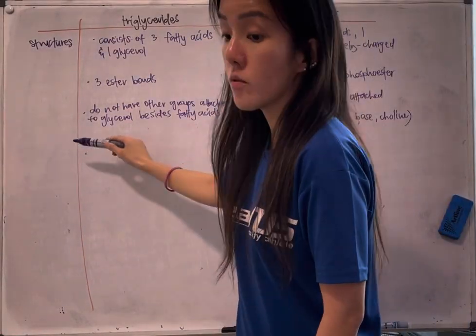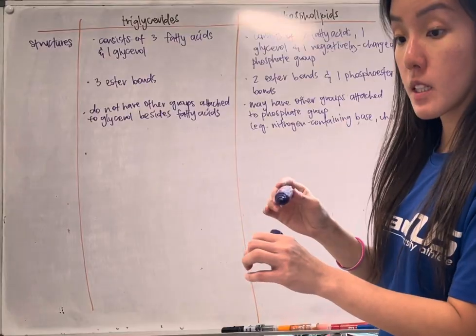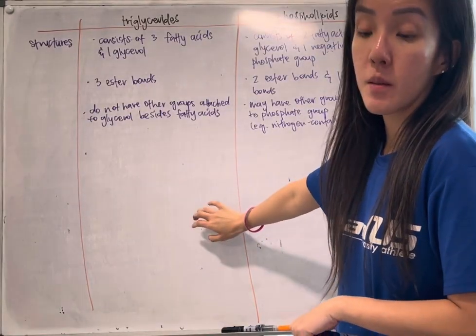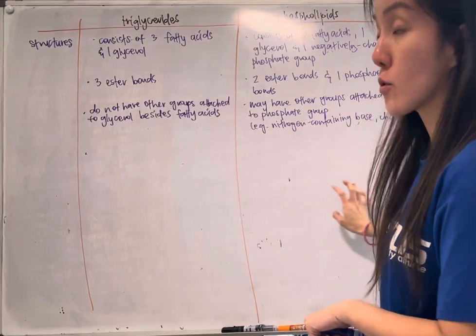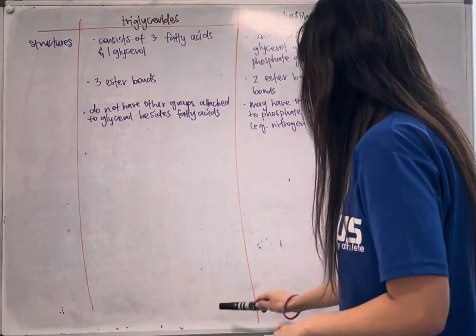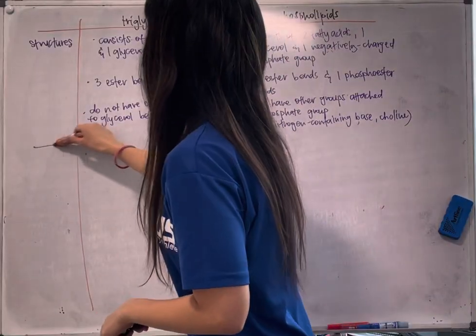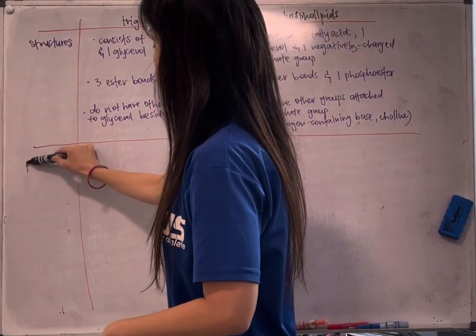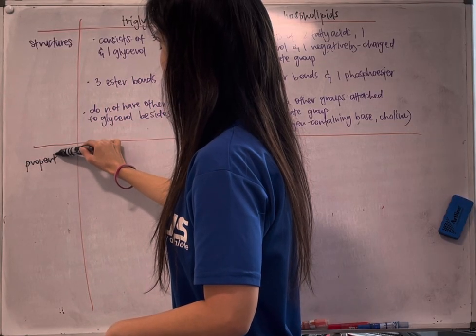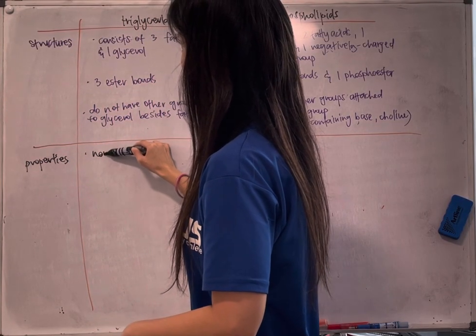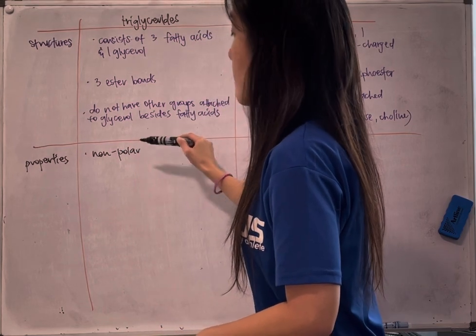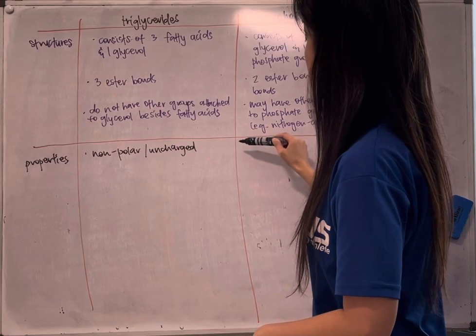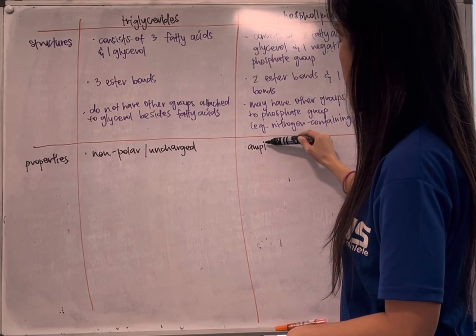Another one we should know is the properties. So properties: triglycerides are non-polar, whereas phospholipids are charged. So let's talk about the properties now. One main property I already mentioned: triglyceride is strictly non-polar, or you can say uncharged. Phospholipid, in fact, is amphipathic.